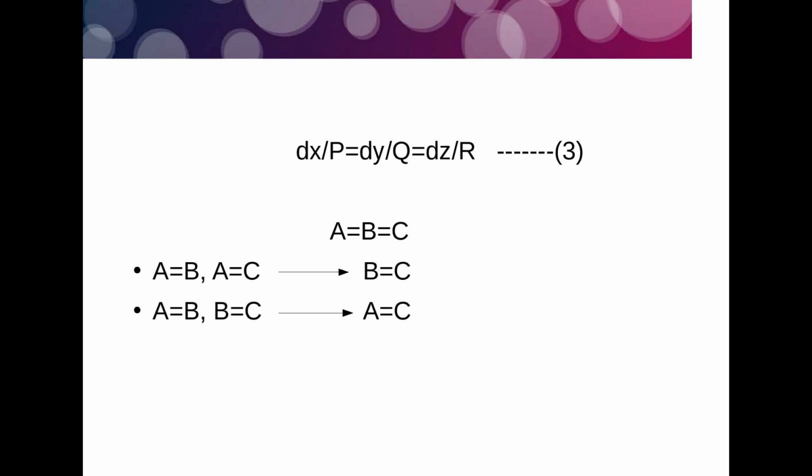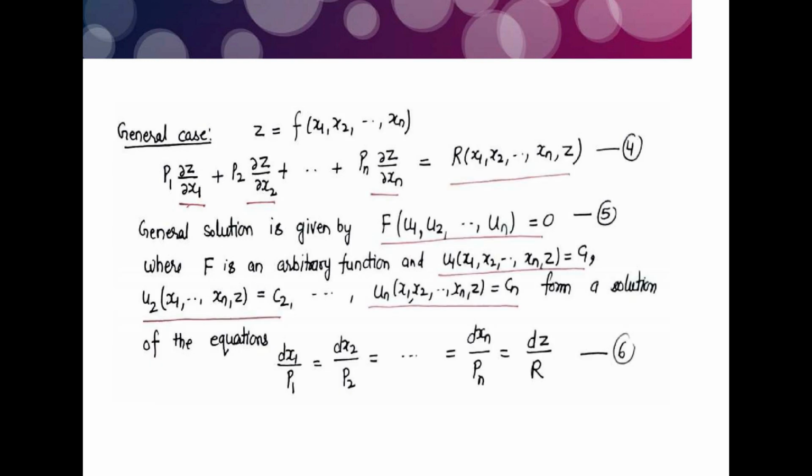So I can rewrite this in the form a equal to b equal to c. These are actually two equations. We can say a equal to b or a equal to c. In that case, b equal to c is automatically satisfied. So equation number 3 represents two equations, and using these two equations, we find two functions, that is, u as a function of x, y, z and v as a function of x, y, z.